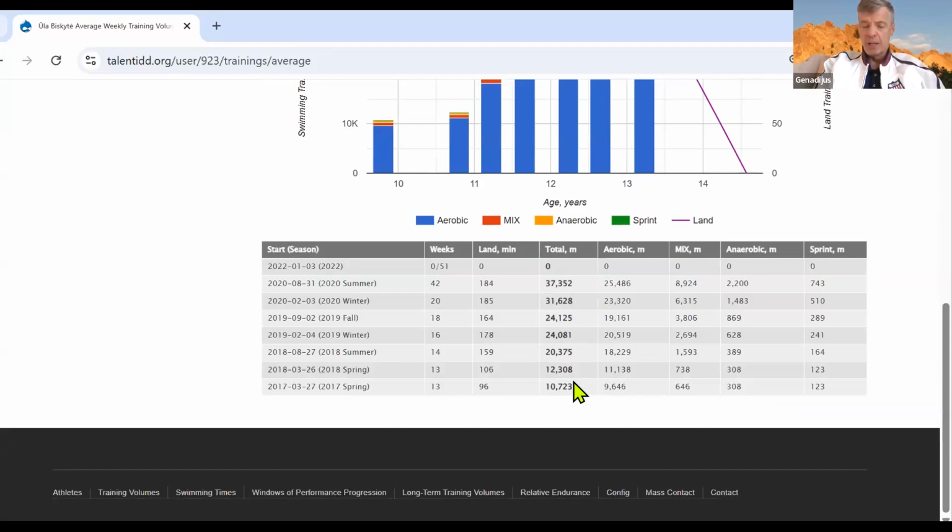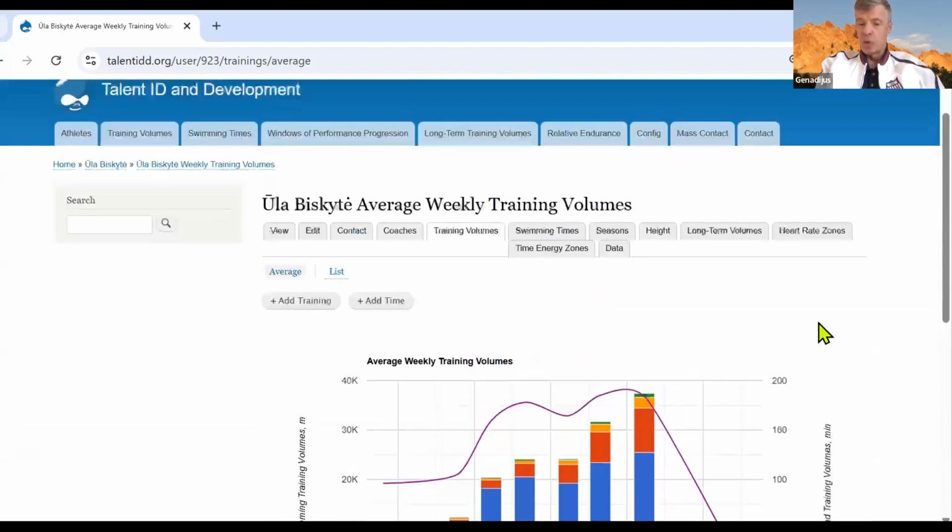See the gradual increase from when she was training 10,000 meters per week up to 37,000 meters per week. Sorry, not age 13. This was age 10 probably, yeah. And then in the last season, at age 13.5, she already was training 37,000 meters, or 37 kilometers per week, and different numbers in different energy zones as well.